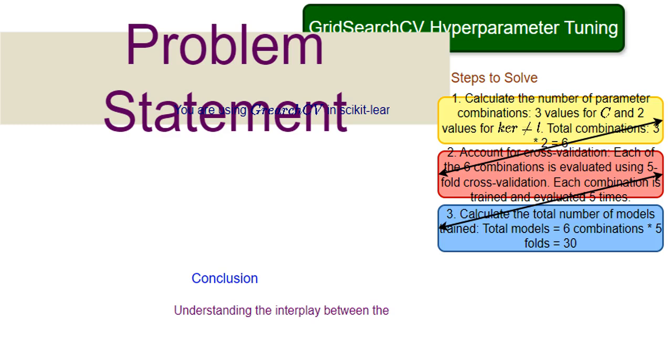I'm trying to figure out how many SVM models GridSearchCV trains when I use it to tune hyperparameters. I have a regularization parameter C with 3 possible values, 0.1, 1, and 10, and a kernel type with 2 options, linear and RBF. I'm using 5-fold cross-validation.